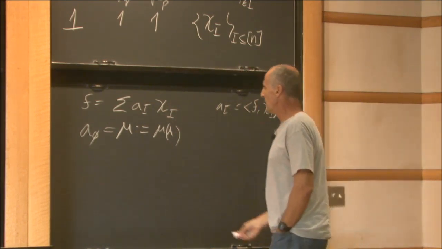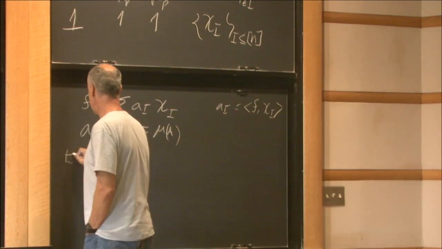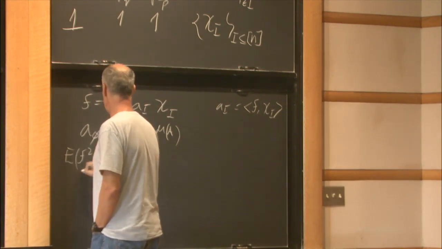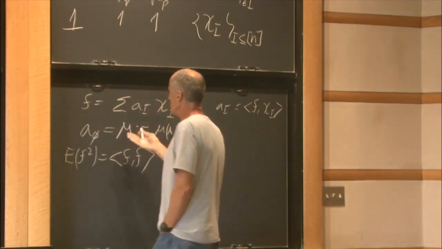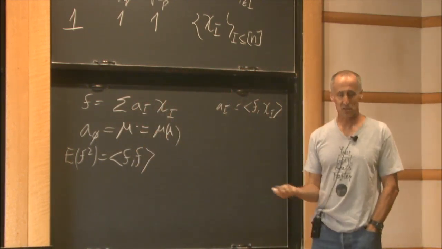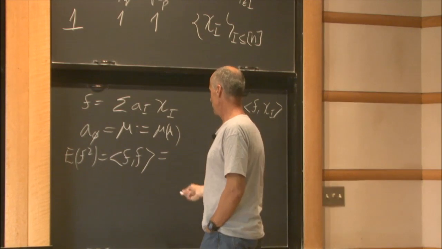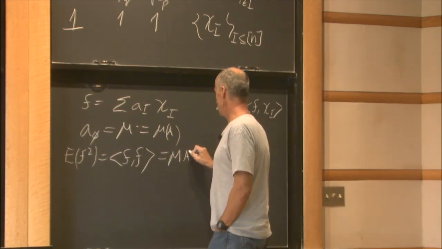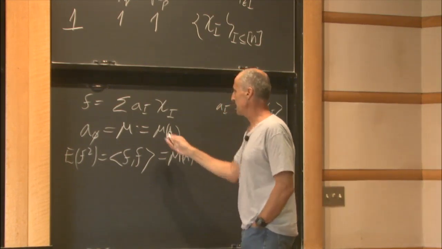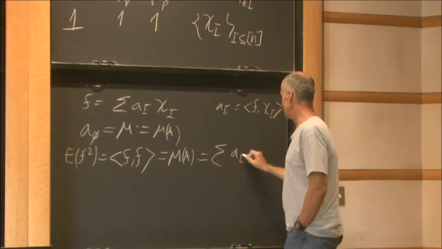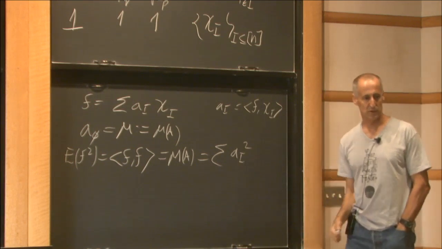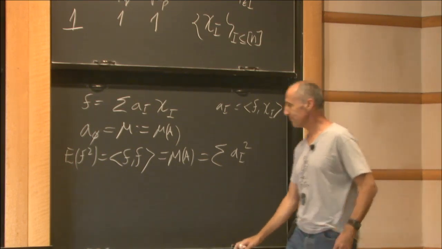And what happens if I look at the expectation of f squared, which is the inner product of f with itself? Well, since f is a 0, 1 function, this is also the measure of A. And if I take the inner product of this with itself, I get, by Parseval, the sum of a_I squared.